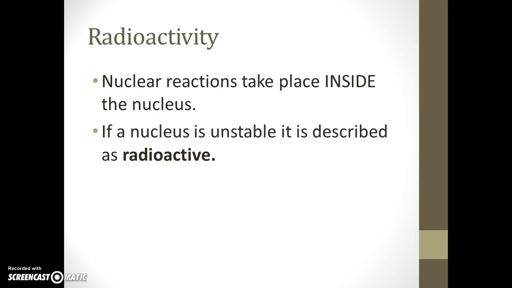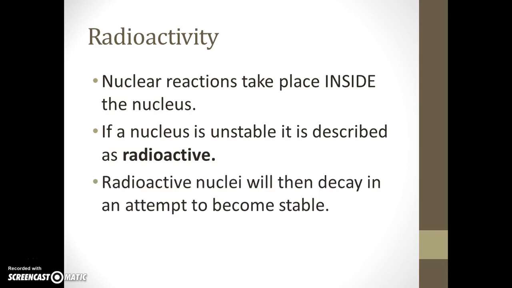So if a nucleus is unstable, we describe it as being radioactive. And since it's unstable, it's going to decay or undergo a nuclear reaction in an attempt to become stable. Atoms like to be stable. It's less energy to be stable than it is to be unstable. So they're going to attempt to use whatever is less energy. And in their attempt to become stable, they undergo what we call nuclear decay.